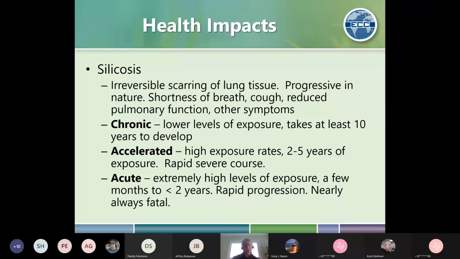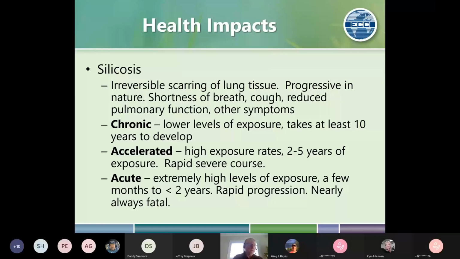But there's also accelerated silicosis, and this results from really high exposure rates for shorter periods of time, 2 to 5 years of exposure, and it's rapid, and the effects can be severe.